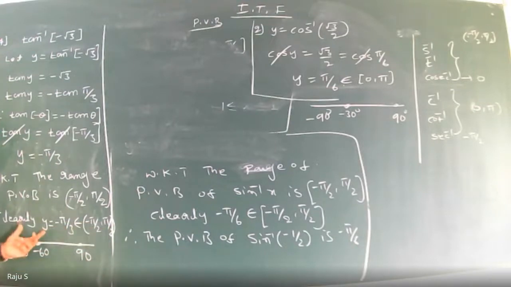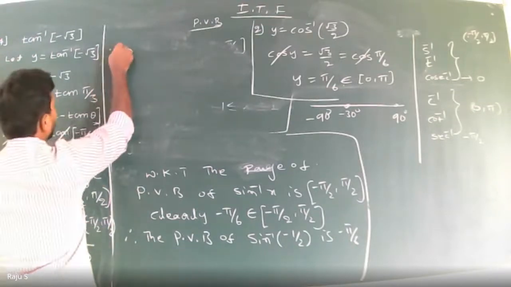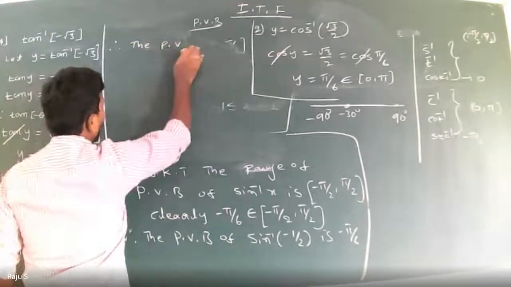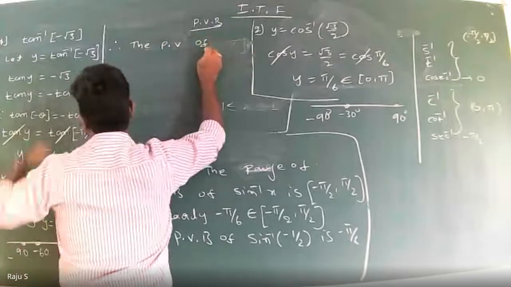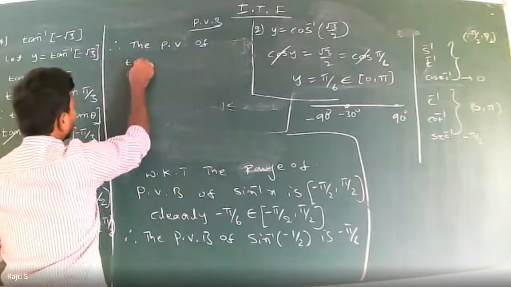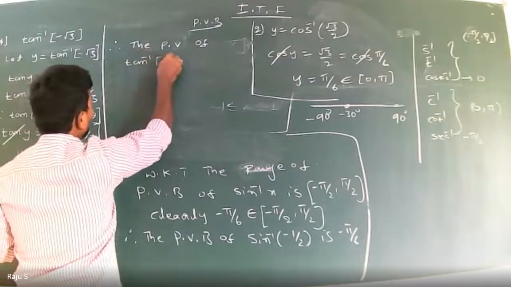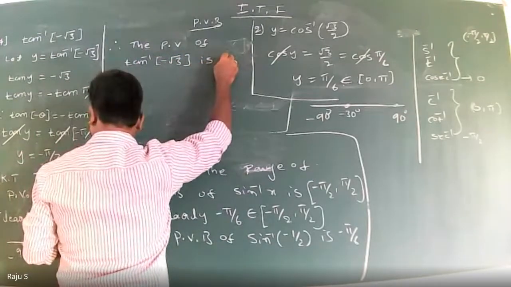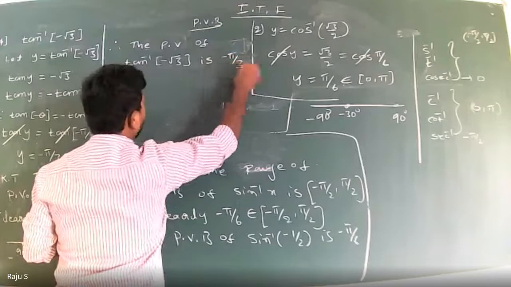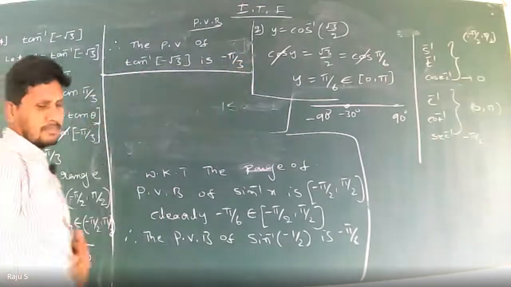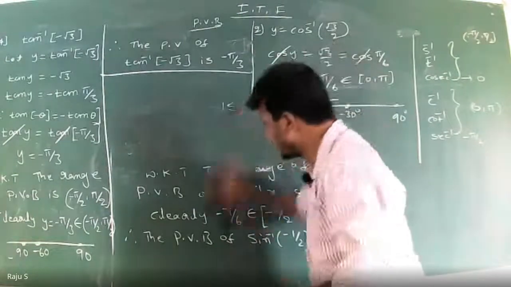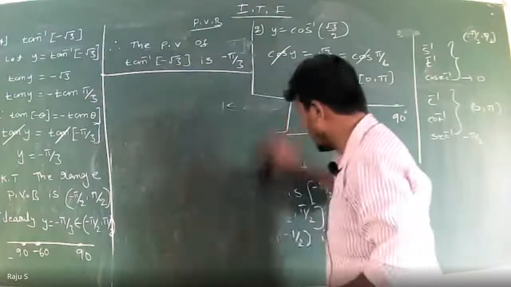Therefore, what can we conclude here? Therefore, the principal value of tan inverse minus root 3 is minus pi by 3. Like that, you have to write the steps. First, what to do? For every function, we can equate it and take it as y.